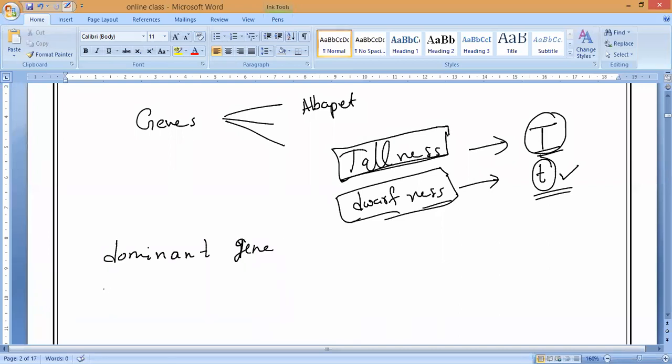Dominant gene as well as recessive gene. Can anybody say, please? Definition. Now, I will say, you listen. In simple language I will say, try to understand. For example, let me consider two friends. Let me consider this is Dina and this is Nitish.